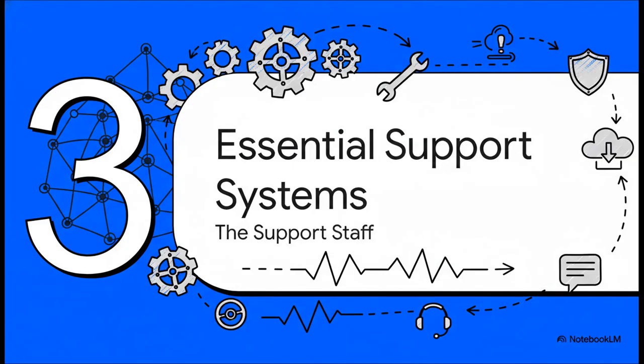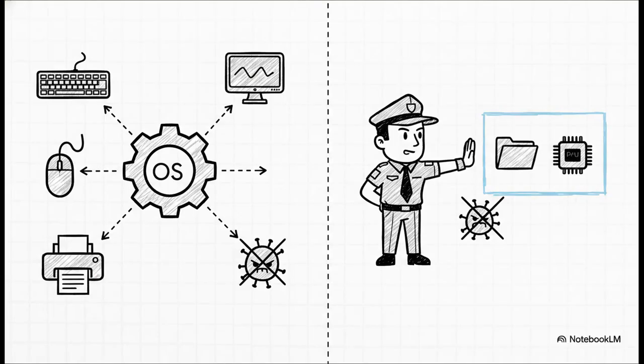Okay, so those are the three big departments, but no manager can do it all alone. They need a great support staff. So let's quickly look at the other essential systems that help the whole operation run smoothly. These are the unsung heroes.